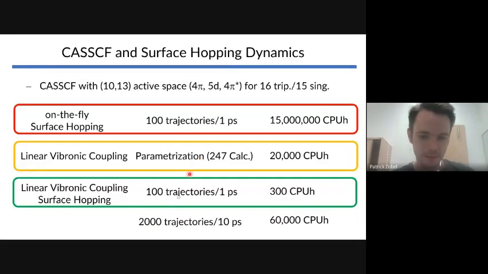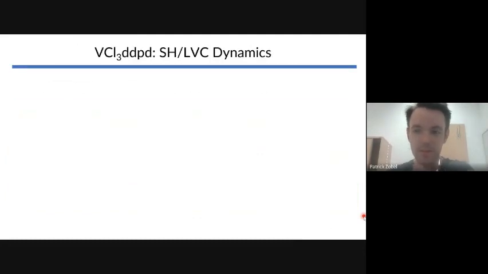And because it's so cheap, we didn't just do 100 trajectories in 1 picosecond, but in the end also 2,000 trajectories in 10 picoseconds to see what happens at later times and to get better statistical results. So in the end, this costs something like 60,000 CPU hours. So now let's see what really happens in this complex.